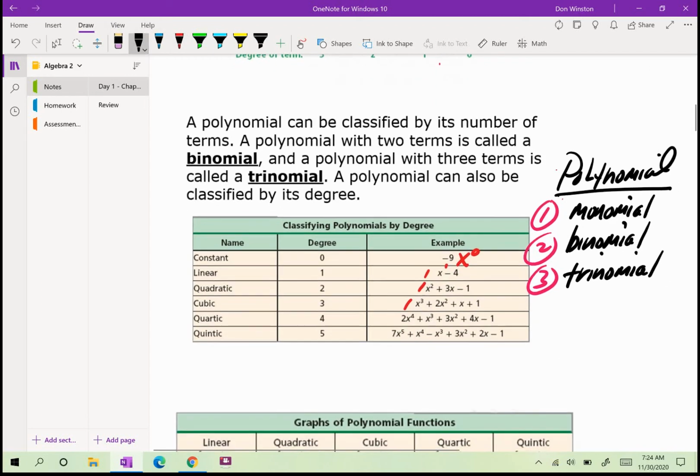If I had something like this here, 4x to the 4th plus 1, I would call that a quartic binomial. Quartic meaning degree 4, binomial meaning 2 terms. Or if I had negative 5x to the 3rd by itself, I would just call that a cubic monomial. Okay? So those are some of the terms that we can classify polynomials as.